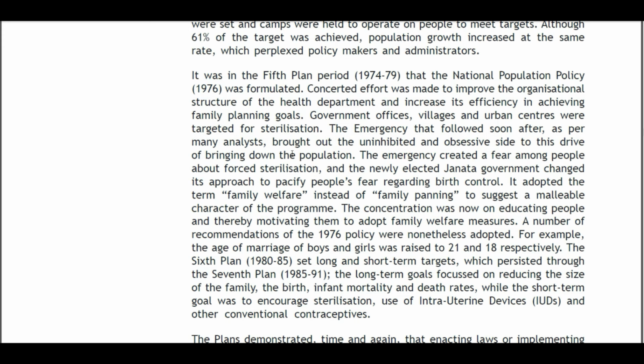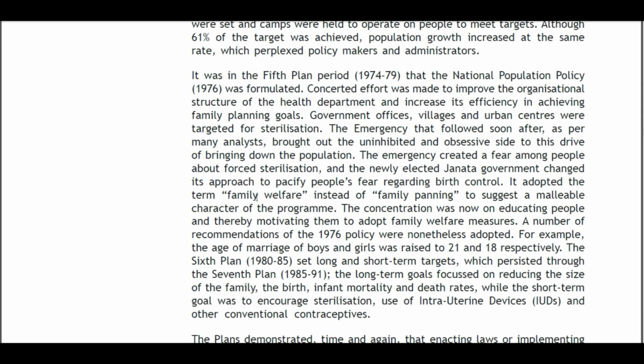The Emergency that followed soon after, as per many analysts, brought out the uninhibited and obsessive side to this drive of bringing down the population. The Emergency created a fear among people about forced sterilization, and the newly elected Janata government changed its approach to pacify people's fear regarding birth control.